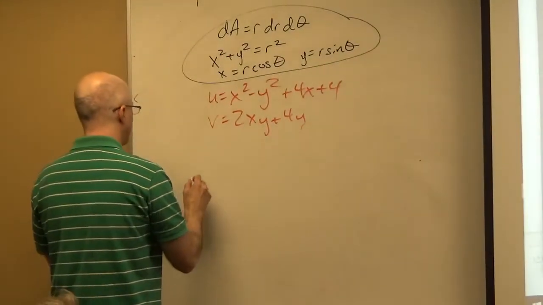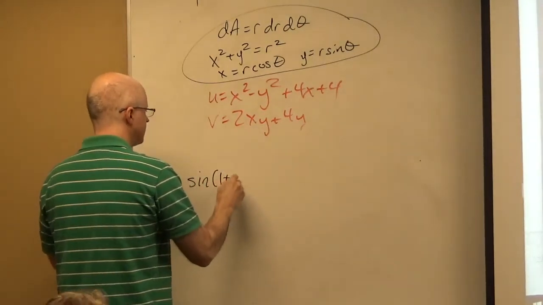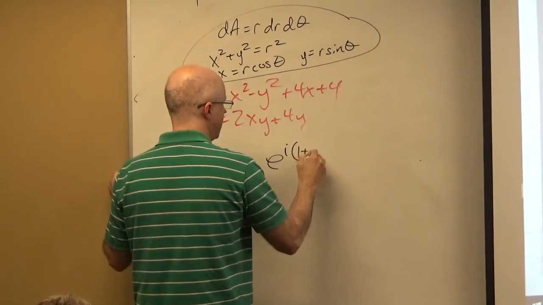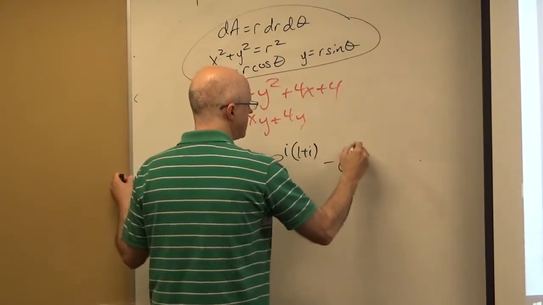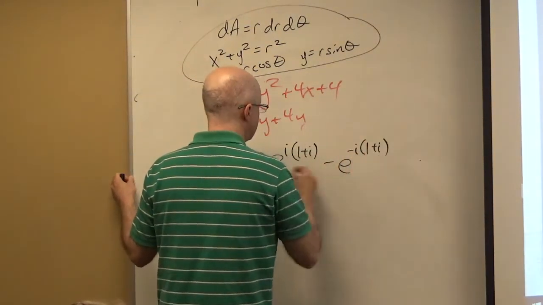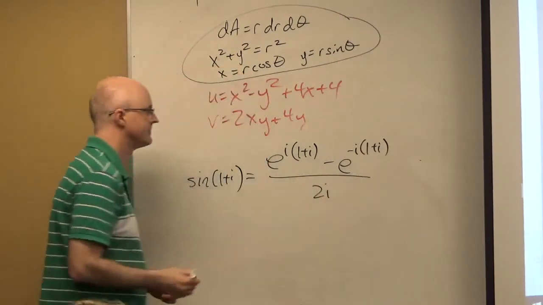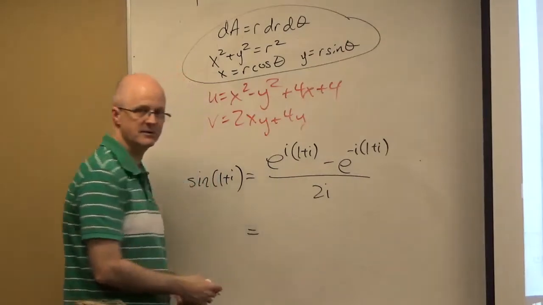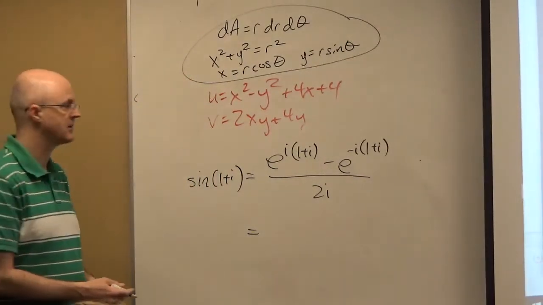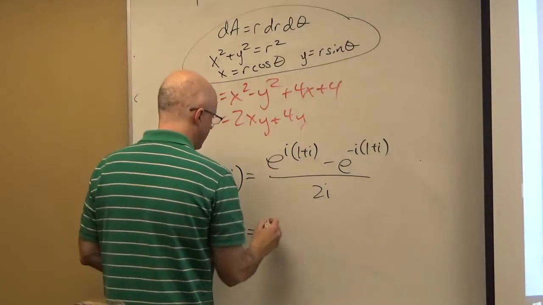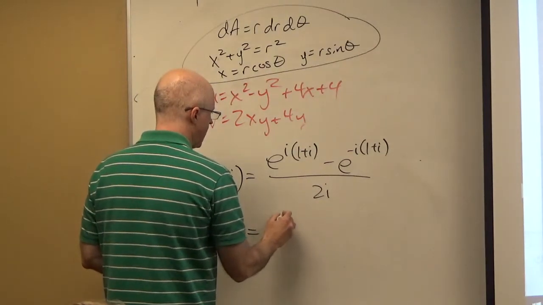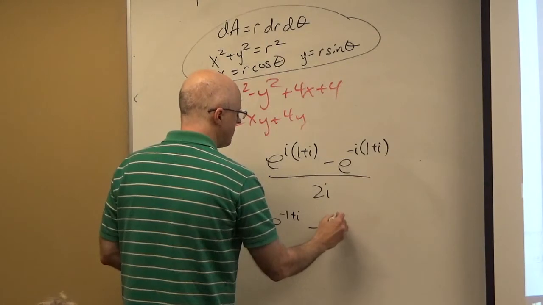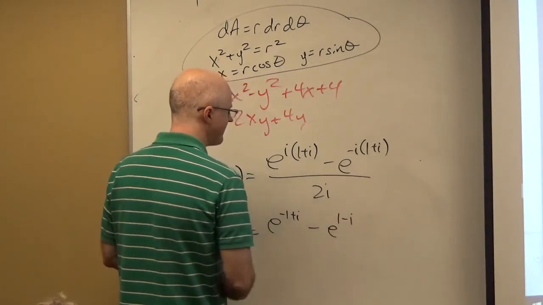For example, sine of 1 plus i is e to the i times 1 plus i, minus e to the negative i times 1 plus i, over 2i. Then expand this out, use Euler's formula ultimately to get it in terms of real and imaginary parts. This becomes e to the negative 1 plus i. This becomes e to the positive 1 minus i.